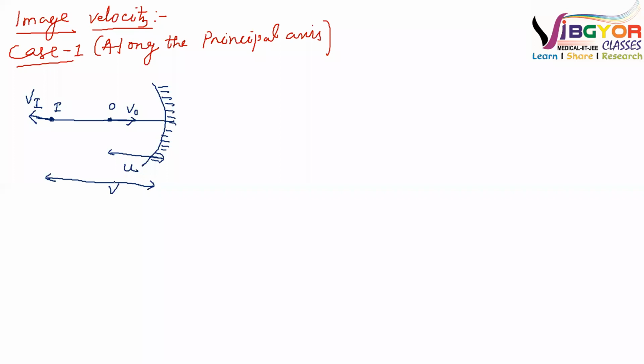So students, we know the mirror formula. By motion of the object and image, v and u will change, but the focal length will remain constant, because for a particular mirror the focal length is constant. The mirror formula is 1/v + 1/u = 1/f. If I differentiate this with respect to time, the image velocity and object velocity change, but the focal length derivative is 0.